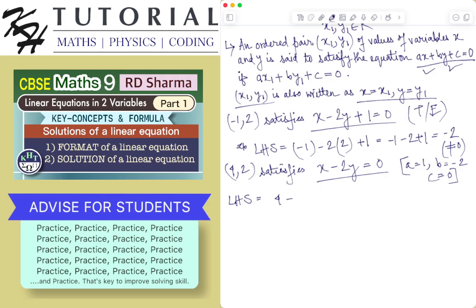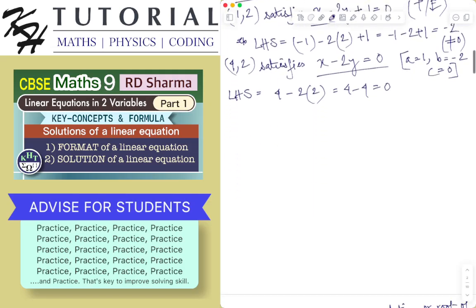4 minus 2 is 2. This is 4 minus 4, it is 2. So, 4 comma 2 satisfies the linear equation x minus 2y is equal to 0. So, this is all about whether an ordered pair satisfies a given linear equation in x and y, where in the ordered pair the first value represents the value of x and the second value represents the value of the variable y.